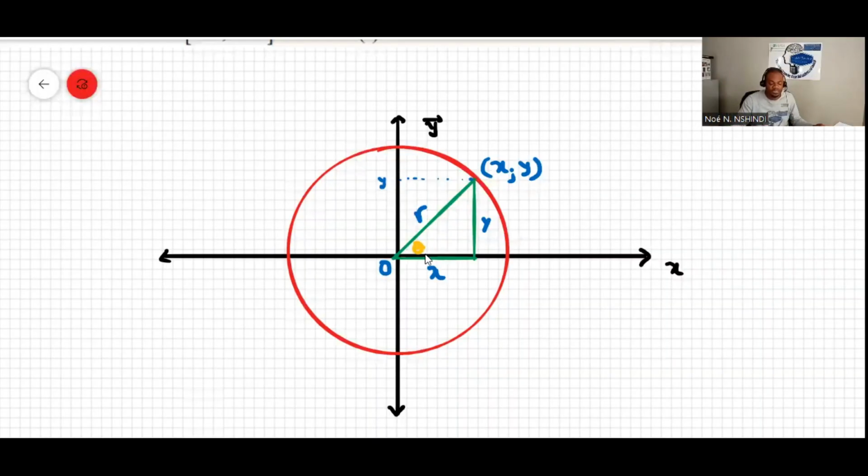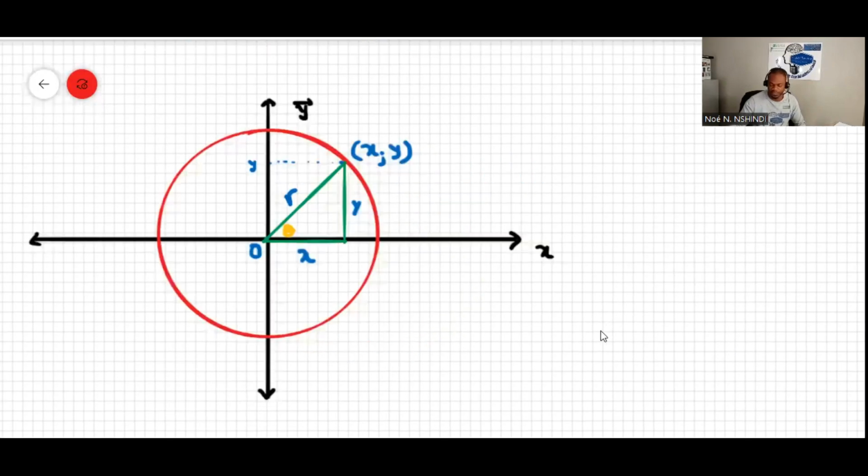So this is why I was saying sometimes this side, from 0 to x, is called the adjacent side, because it is adjacent to the angle. And then this is sometimes called the opposite side because it is opposite to the angle theta. Okay, let's just mention here it forms an angle of 90 degrees.